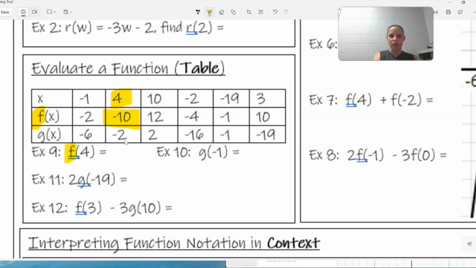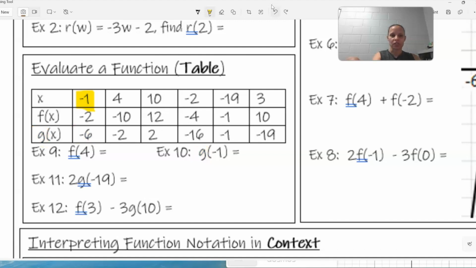Let's go ahead and do another one. Let's do g of negative 1. So my input is negative 1. So remember, x is input. Negative 1 is my input. What is my output in the g function? So do not look at the f function, but look at the g function. It's going to be negative 6.